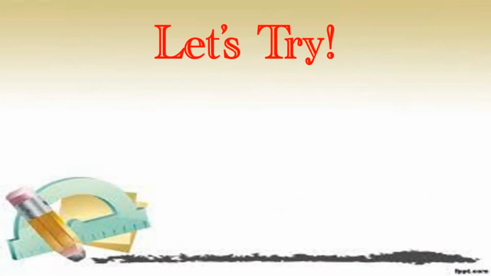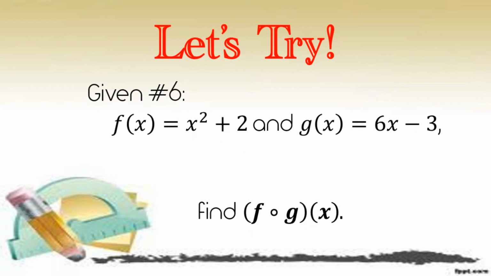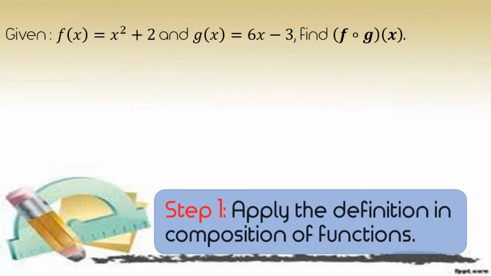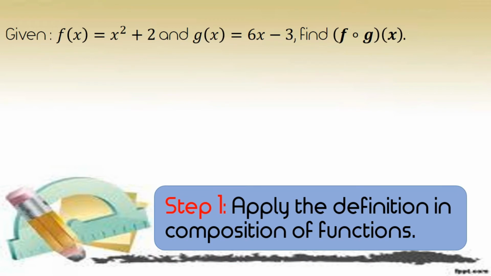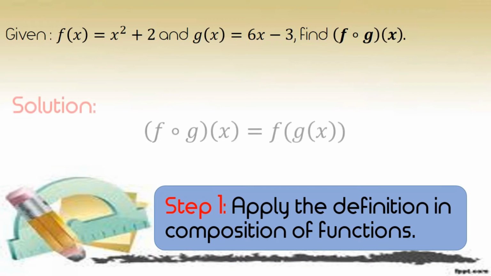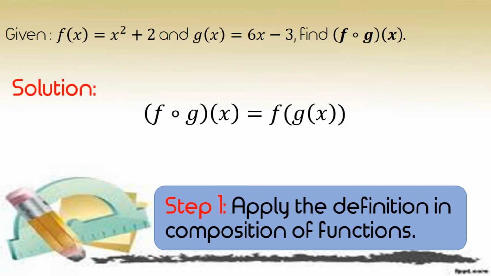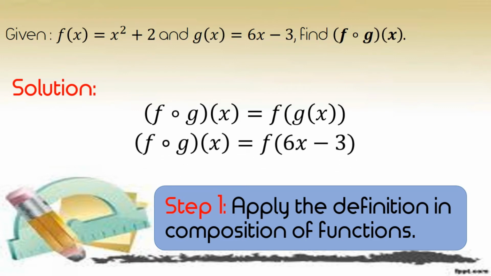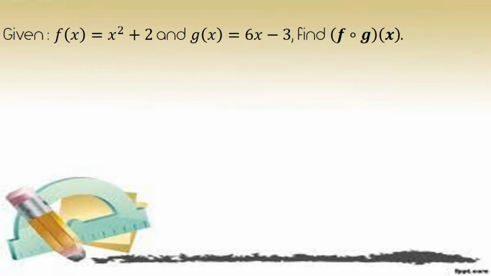For our first example under composition of functions, our given is f of x is equal to x squared plus 2 and g of x is equal to 6x minus 3. We're going to find f of g of x. Our first step is to apply the definition in composition of functions. From the definition, we're going to get g of x as the domain of the function f. So that will become f of 6x minus 3.